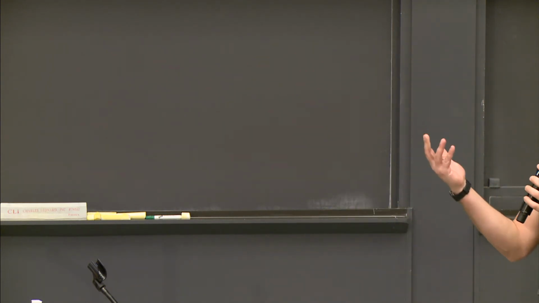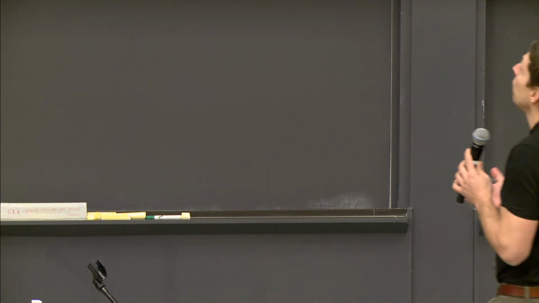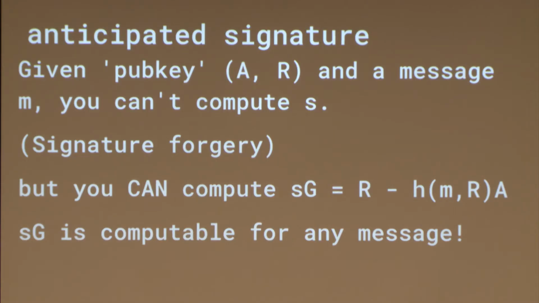Given a pub key, which we're now defining as A and R, and any given message M, you can't compute S if you don't know the private information; that would be forging a signature. However, you can compute S times G, which is just R, which you now know because it's part of the pub key, minus the hash of the message and R times the pub key. So S times G is computable for any given message M if you know this new, expanded, modified one-time pub key.